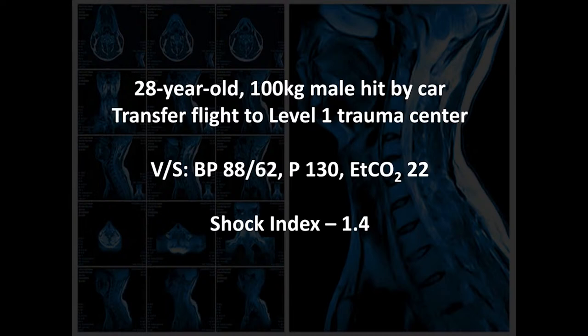So I'm going to just take 130, divide it by that systolic of 88, and we get a 1.4 shock index. Anything that's significant is going to be greater than 0.9. So 0.9 is our threshold. Anything greater than that tells us we have an ominous situation. We have a patient that has a potential decompensation in store for us and future resuscitation efforts.